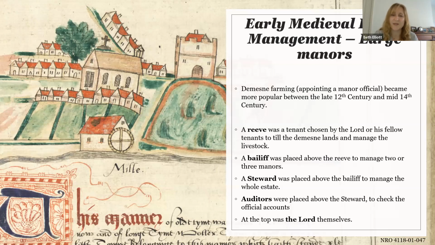Next up on the hierarchy, we'd have the bailiff, and they may be brought in to manage 2 or 3 manors. So we're talking about large manors. We could have multiple manors within that. So a bailiff would manage 2 or 3 manors. A steward would then be above the bailiff, so continuing up to manage the whole estate. So say there's 6 manors, we'd have 2 bailiffs and a steward above there.